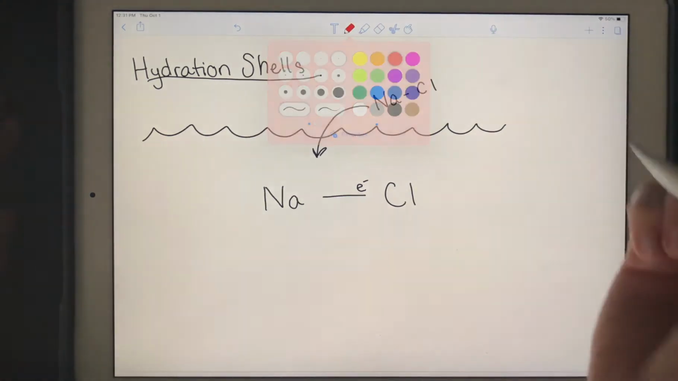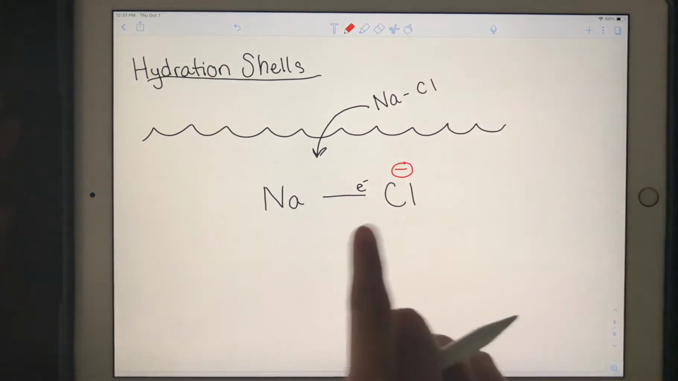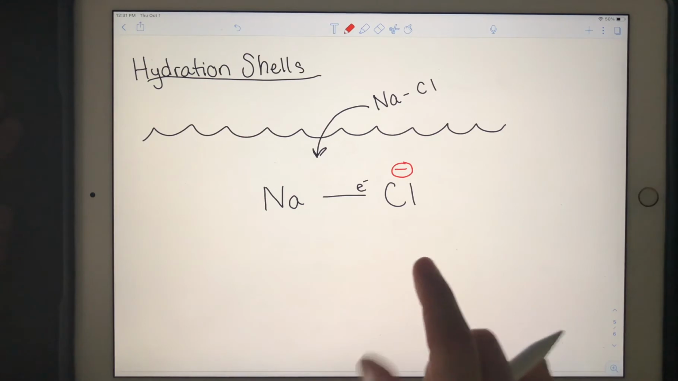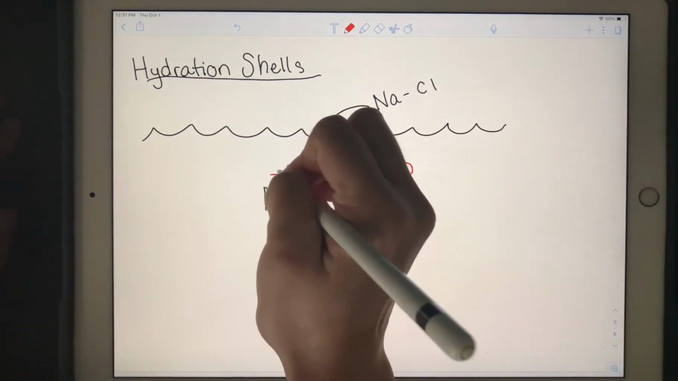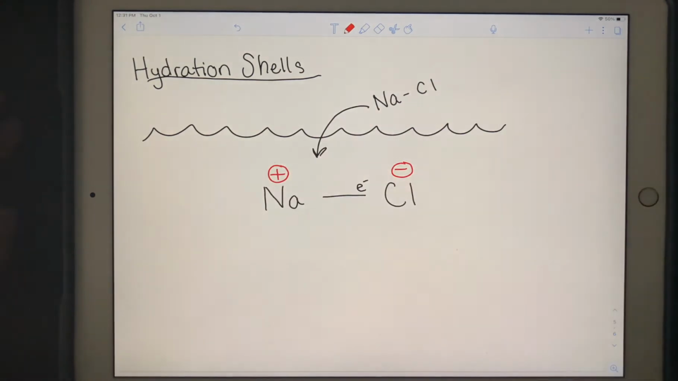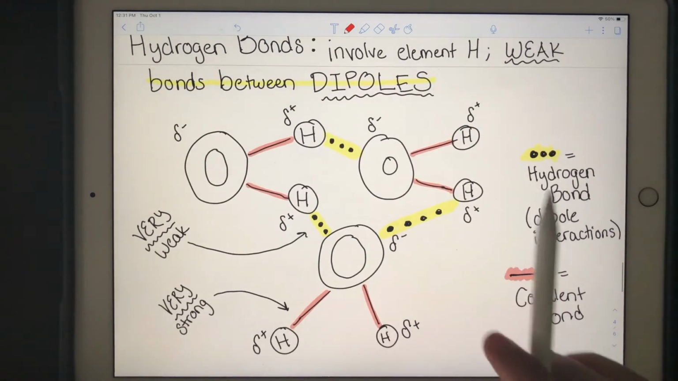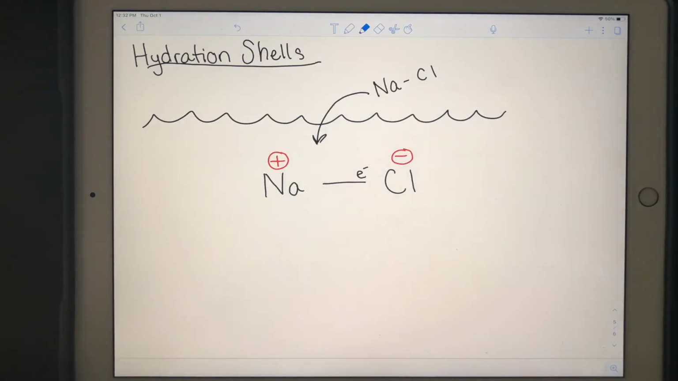So what's going to happen is that the chlorine, because the electron comes with a negative charge, it's a package deal, chlorine is going to be slightly negative. Sodium, on the other hand, because this electron has been taken away from it, it's going to have a slight positive charge. When we were talking about our water molecules, we said that water molecules have dipoles. So we have to remember opposites are going to attract, positive and negative.